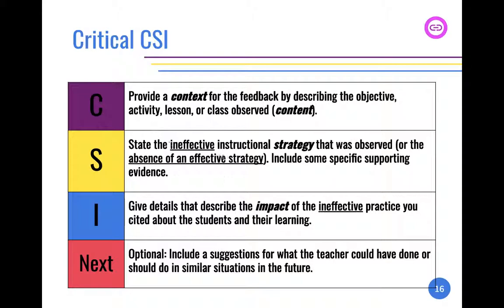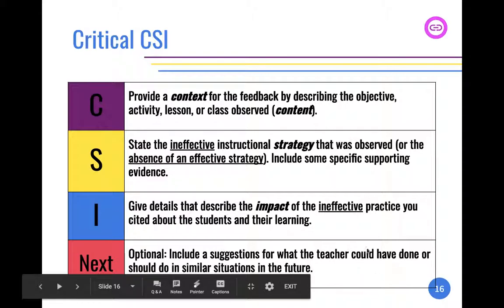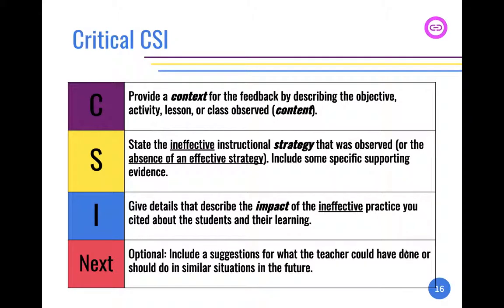You'll see here that it could be that you're stating the ineffective instructional strategy that was observed, but an important difference is sometimes you'll actually be highlighting the absence of an effective strategy. So it might be something that the teacher didn't do, right? And then the other difference is you can include suggestions for what the teacher could have done or should do in similar situations in the future.